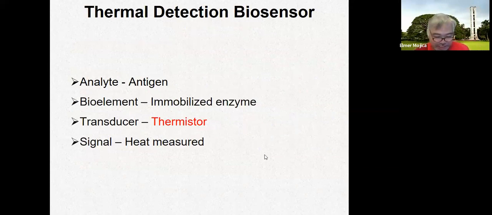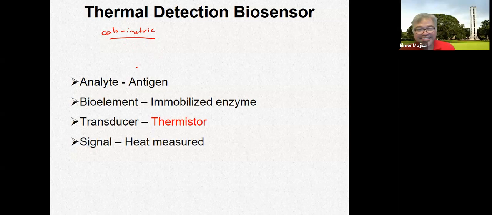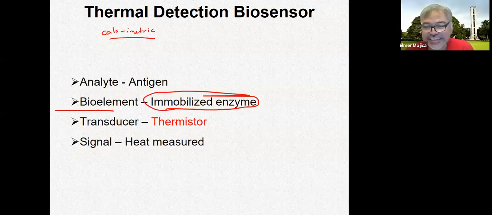Now we go on to the other one, the thermal, or in some they call it the calorimetric. Yung mga name natin, colorimetric, coulometric. So it's an analyte antigen interaction, and the bio element that usually here is the immobilized enzyme, and your transducer is a thermistor.